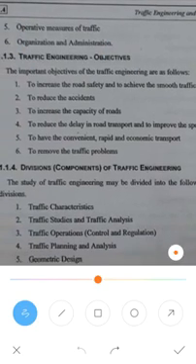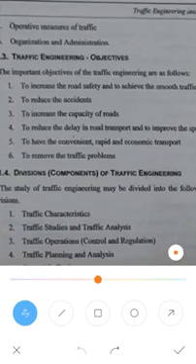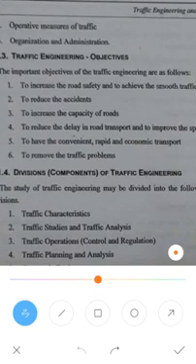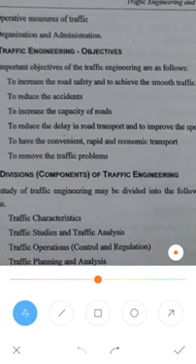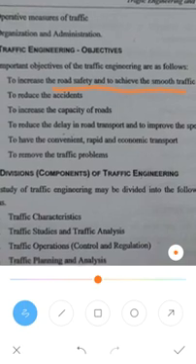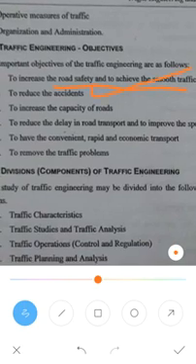Next we will study what the traffic engineering objectives are. There are many objectives, but we'll only concentrate on a few very important objectives of traffic engineering. First is road safety and achieving smooth traffic movement of the vehicles. That is the foremost objective. Second is to reduce the number of accidents on the road. That is the second objective of traffic engineering.